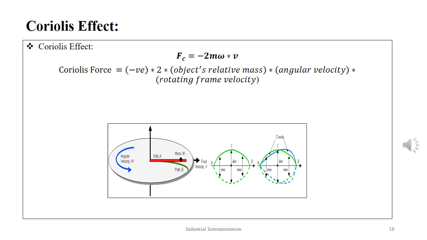The second important effect is the Coriolis effect. Coriolis effect is a deflection of moving objects when the motion is described relative to a rotating reference frame. In a reference frame with clockwise rotation, the deflection is to the left of the motion of the object. For counterclockwise rotation, the deflection is to the right. Numerically, it is given as Fc equal to minus 2m omega v. That is, Coriolis force is the product of 2 into the object's relative mass into angular velocity into the rotating frame velocity.